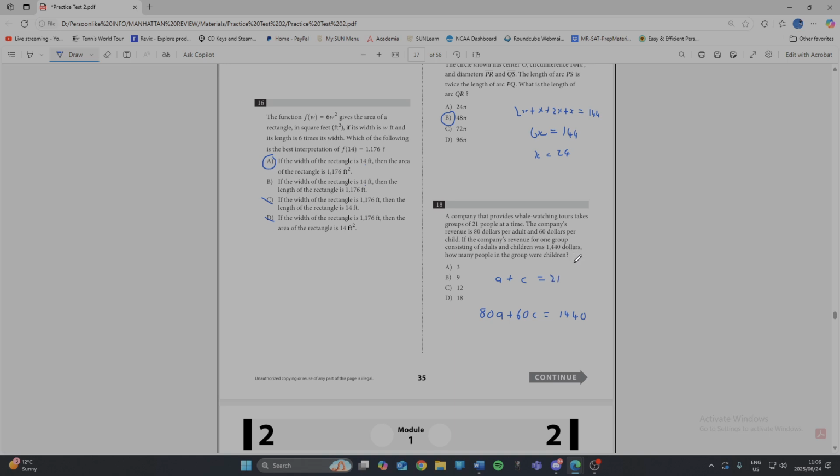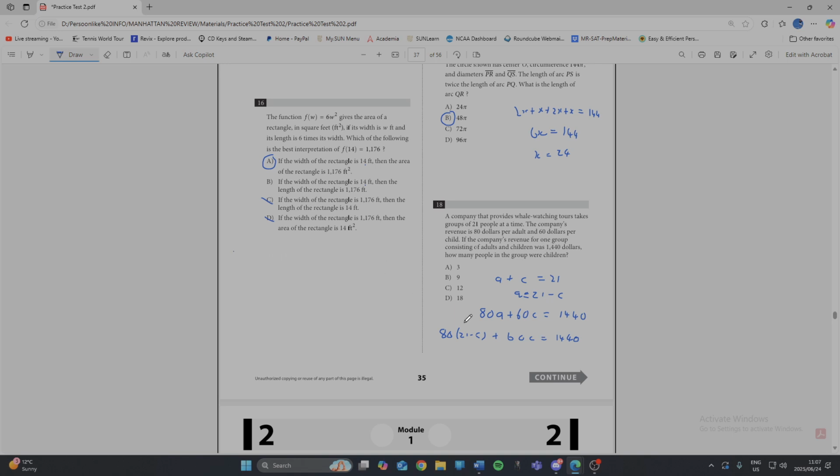So similar to the previous question, we now just need to set A and C in terms of each other. We want the children, so we would set it in terms of adults, so it's all in terms of C. So A would be equal to 21 minus C, if we take the C to the right hand side. And now we can just set that in. So that would be 80 times 21 minus C plus 60C equals 1440.